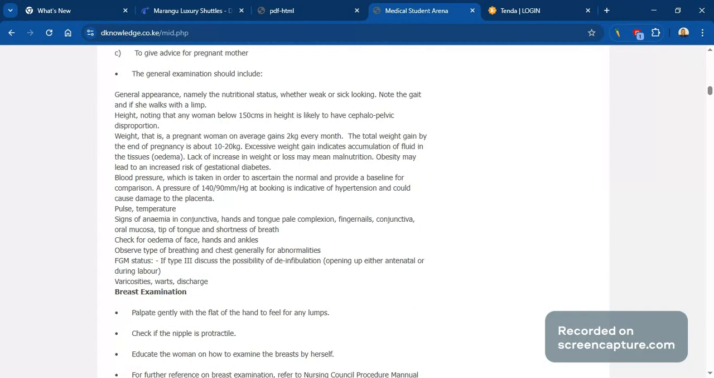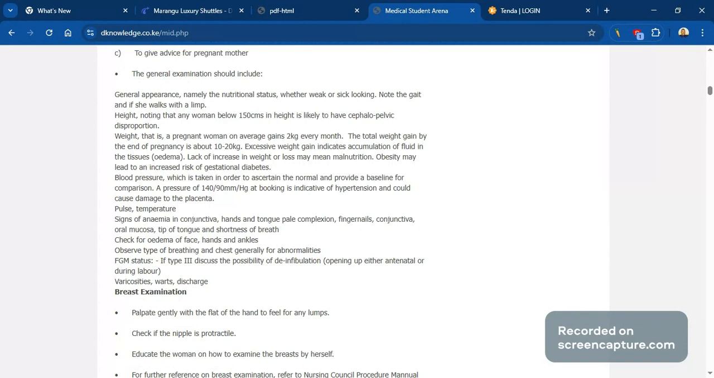So on the general examination, before we go to obstetric examination, we check on general appearance, namely nutritional status, whether weak or sick looking, the gait, and if she walks with a limp. Height, noting that any woman below 150 centimeters in height is likely to have cephalopelvic disproportion. Are we together? A short lady, any height below 150 centimeters is likely to have cephalopelvic disproportion.